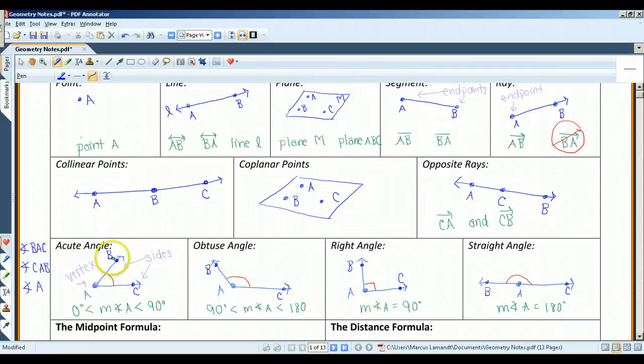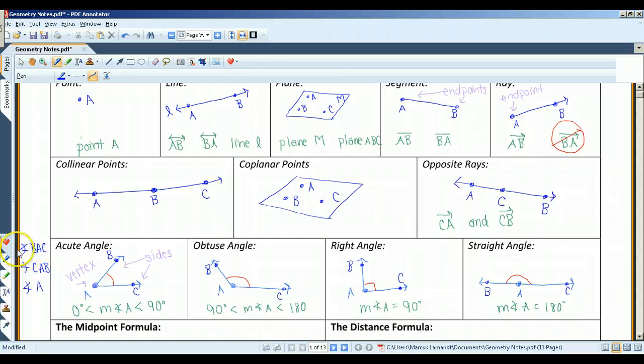Alright, angles. An angle consists of 2 different rays with the same endpoint. The rays are the sides, and the endpoint is called the vertex of the angle. There are different ways you can name this angle. The angle shown here can be named angle BAC, angle CAB, or just angle A.